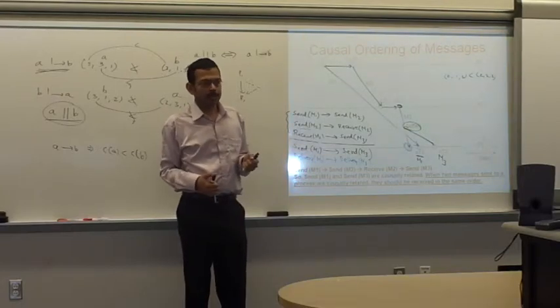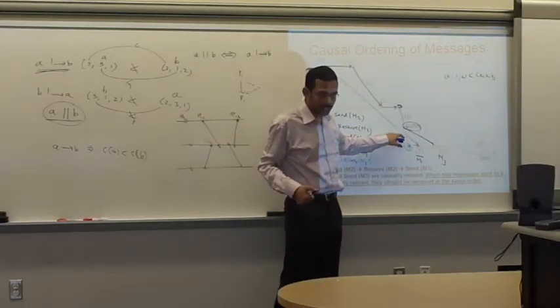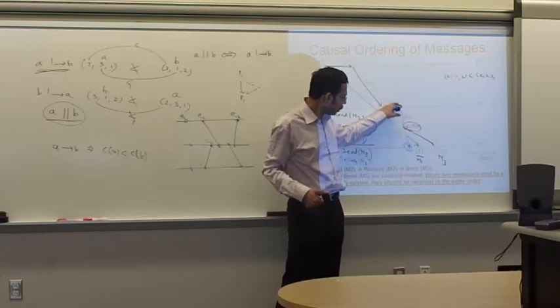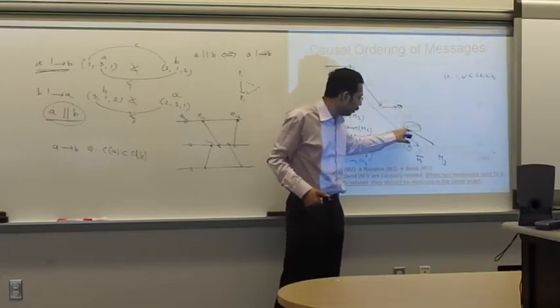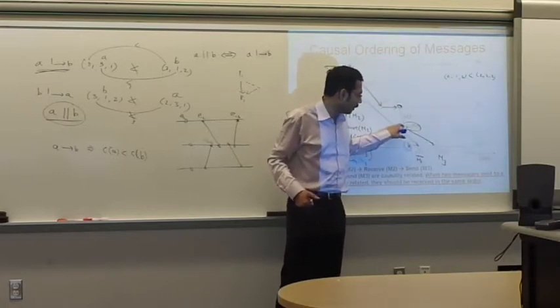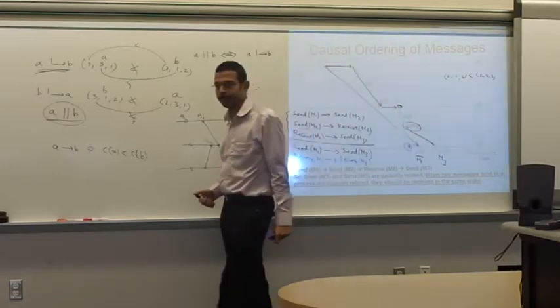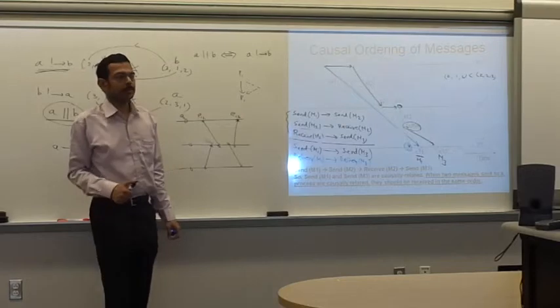Okay? So that's why I show the actual time: the receiving is this dotted line, but after buffering it, you deliver it to the process. Is that clear?